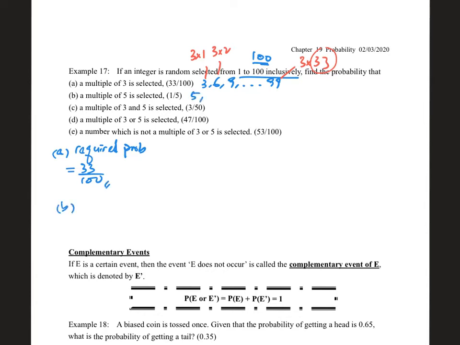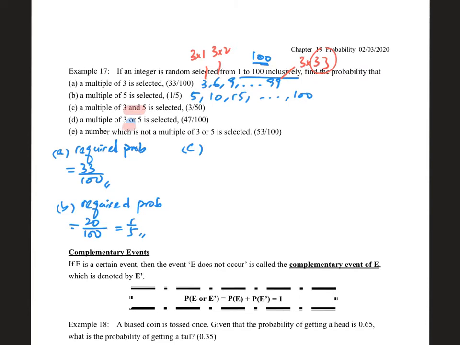Part B, a multiple of 5 is selected. It's 5, 10, 15, until 100. Can you use your own way to get how many multiples of 5 there are? Yes, that's nice. Total 20, which gives you 1 over 5. Now parts C and D, the words are very similar, so please note the keywords. One is called and, the other one is called or. You have to understand the keywords very carefully.